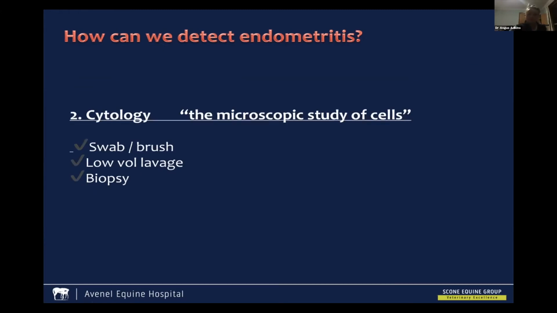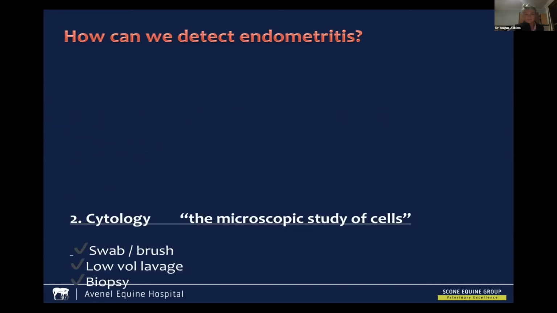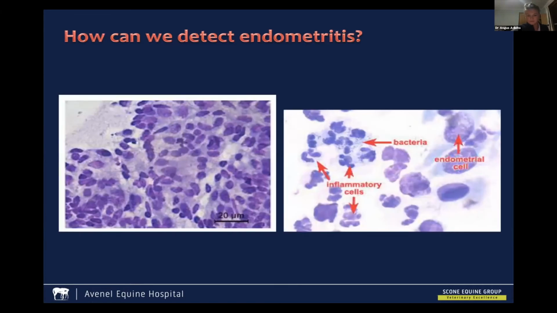So we're combining our routine ultrasound examinations with swabbing techniques. And swabbing is done for the purposes of cytology, the microscopic study of cells, but also for the purposes of culturing, which we'll come on to. So cytology is collecting cells from the lining of the uterus and then examining them under a microscope to look for characteristic changes that we associate with inflammation.